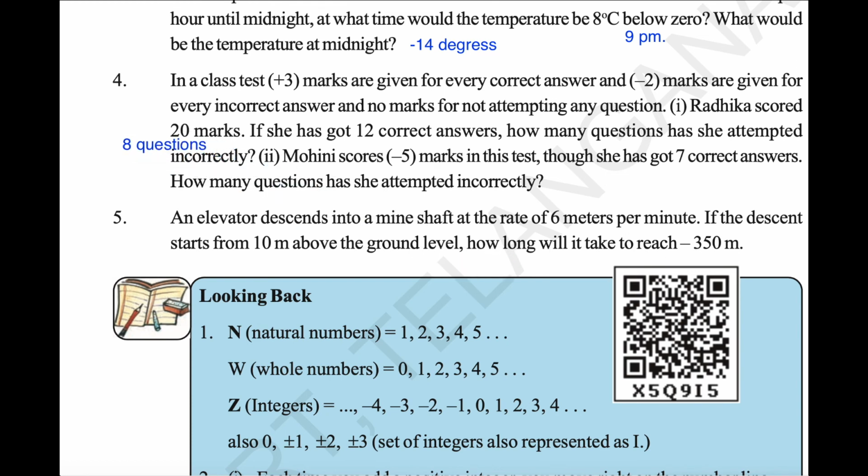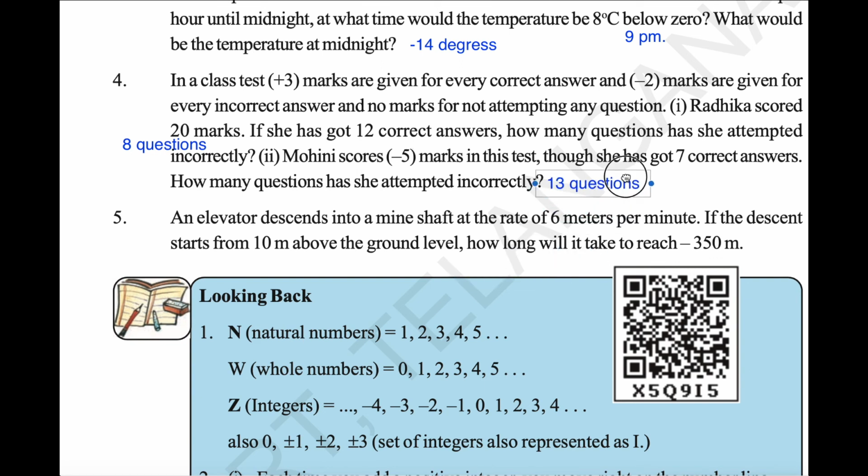Mohini scores minus 5 marks in this test, though she got 7 correct answers. How many questions has she attempted incorrectly? 7 correct answers means she must have got 21, but she got minus 5, so 21 plus 5 is 26. So she attempted 13 questions incorrectly.